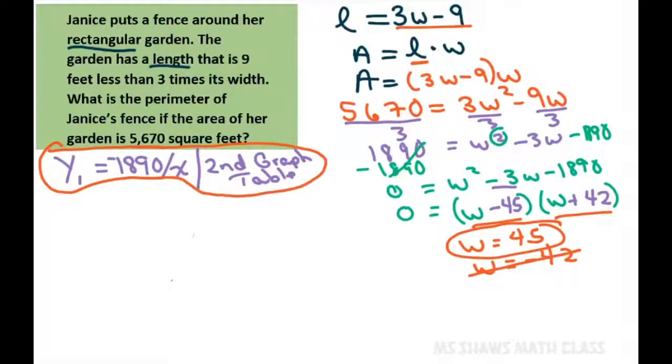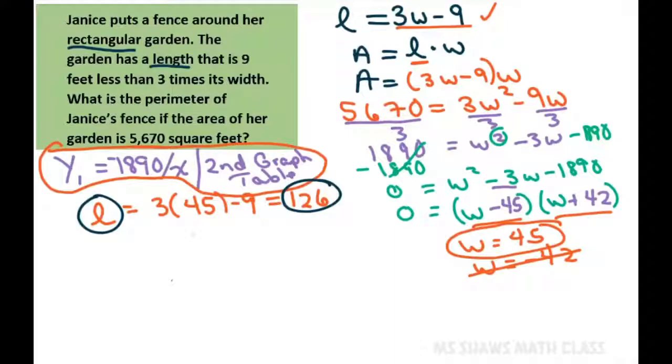Now we're going to find the length by plugging it back into this equation. So the length equals 5 times 45 minus 9. And that gives you 216. So now we have the length is 216 and the width is 45.